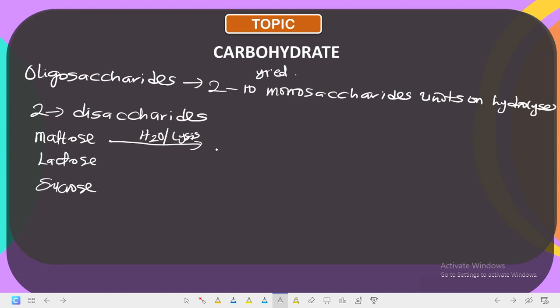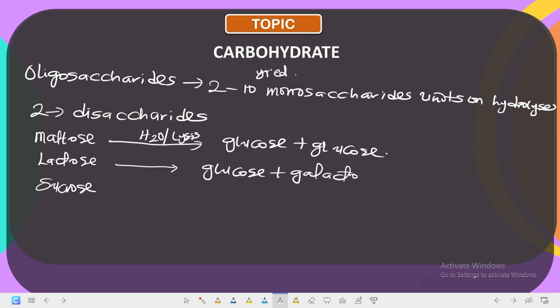Now, maltose comprises glucose and what? Glucose. So when you join glucose and glucose together, it forms maltose. Then lactose comprises glucose plus galactose, or you can say galactose plus glucose. Then sucrose consists of glucose plus fructose. Now, we need to understand some things before we draw the structures of each of these carbohydrates.